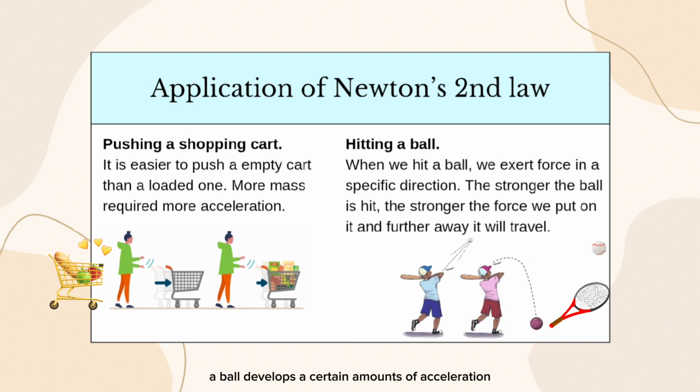A ball develops a certain amount of acceleration after being hit. The acceleration with which the ball moves is directly proportional to the force applied to it. This means that the stronger you hit the ball, the stronger the force we put on it, the faster it will move and the further away it will travel, thereby demonstrating Newton's second law of motion in daily life.